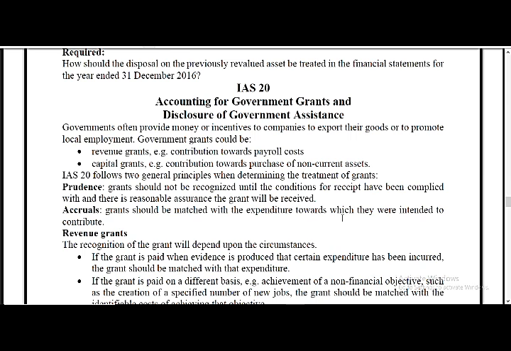Okay. So in a nutshell, this international accounting standard provides guidelines about the companies who receive government grants and government assistance, and how those government grants should be accounted for in your financial statement in case you are getting it. Now, what it says: government often provides money or incentives to companies to export their goods or promote local employment. This is basically giving the reason why governments will be providing government grants or assistance.